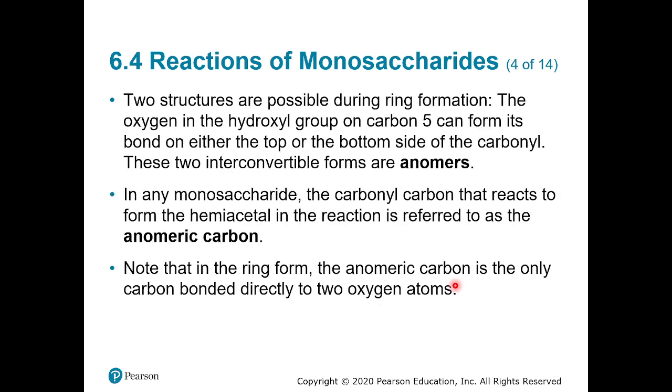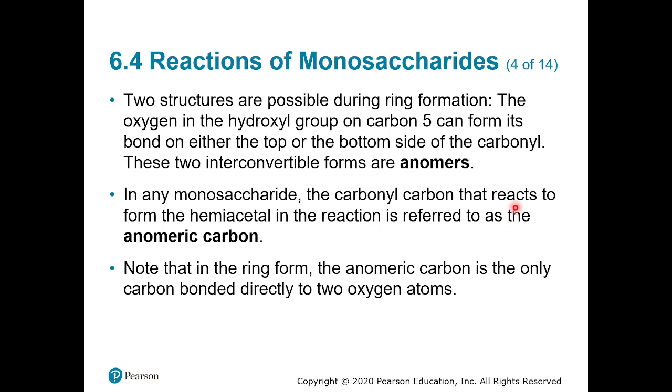All right, so the two structures that are possible during ring formation, the oxygen and the hydroxyl group on carbon 5, can form a bond on either the top or bottom of the carbonyl. These two are interconvertible forms. These are called anomers. When you're in water, any acidic or basic solution, or blood, you are actually going to have continuous interchange between the two. Okay? It's only when you're in conditions where it's reacted and fixed that you're not going to have change between the two.